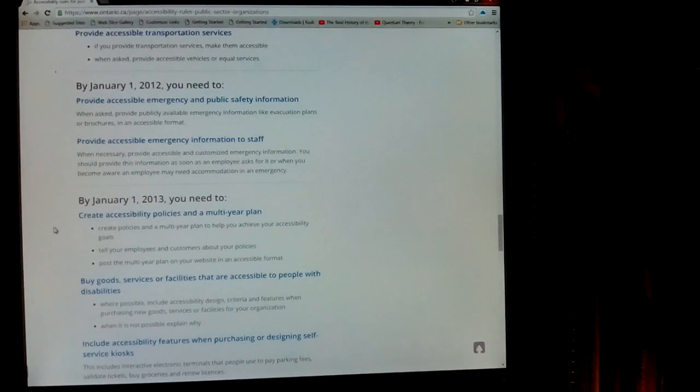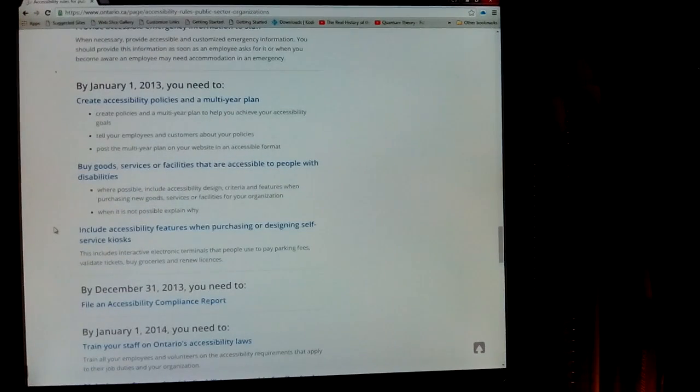By January 1st, 2013, you need to create accessibility policies and a multi-year plan. Create policies and a multi-year plan to help you achieve your accessibility goals. Tell your employees and customers about your policies. Post the multi-year plan on your website in an accessible format. Buy goods, services, or facilities that are accessible to people with disabilities. Where possible, include accessibility design criteria and features when purchasing new goods, services, or facilities for your organization. When it is not possible, explain why.